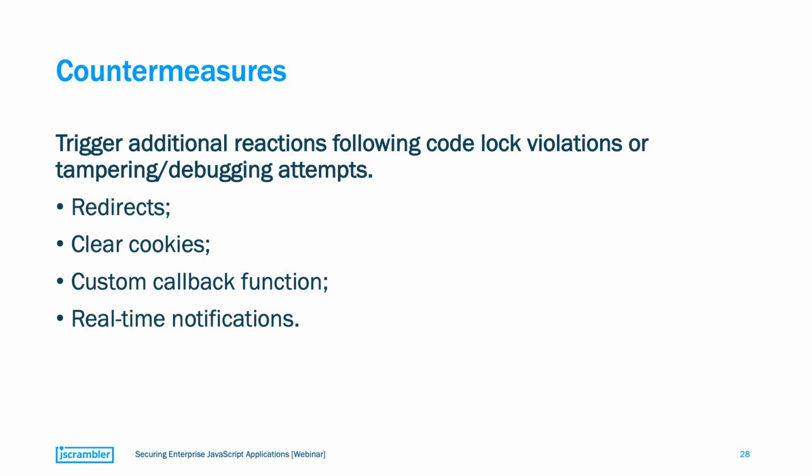More advanced countermeasures can be used to give you increased visibility over every attempt to debug or tamper with your code, such as providing you with real-time notifications every time that one of these attacks is blocked. And this is actually my cue to show you all of these security layers in action when you protect your own application using JScrambler technology.